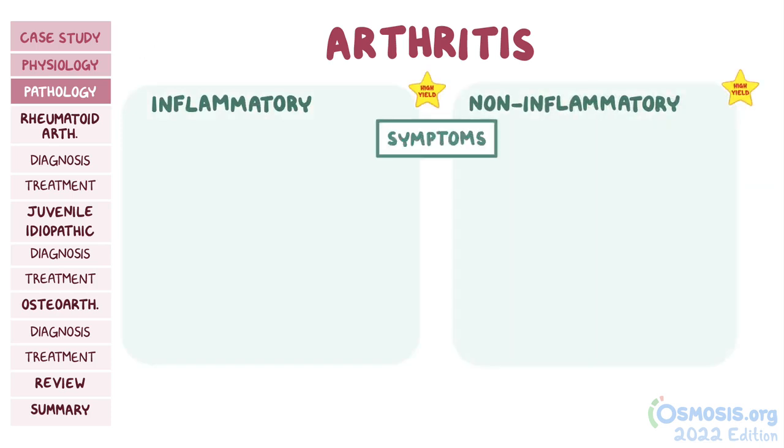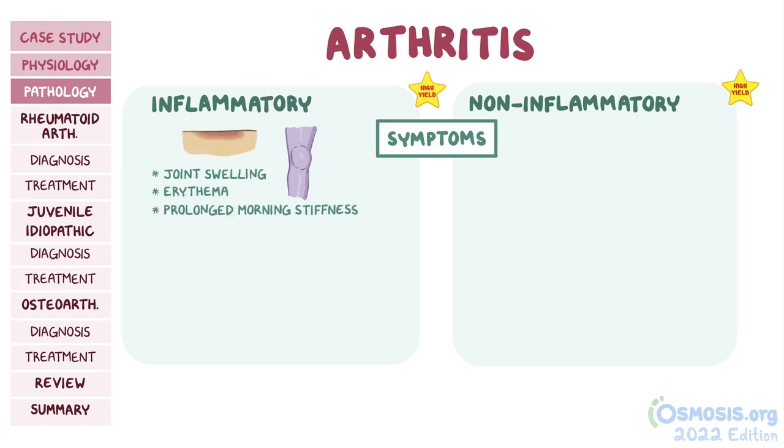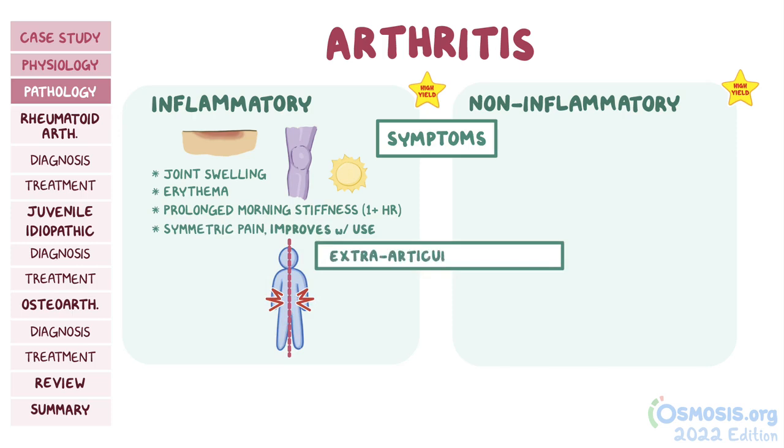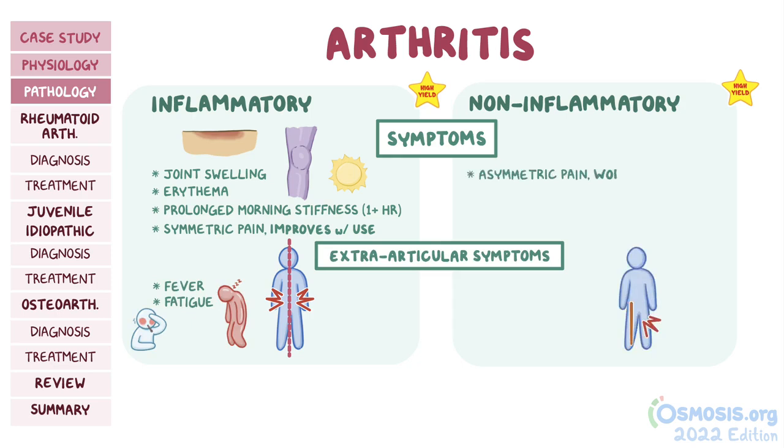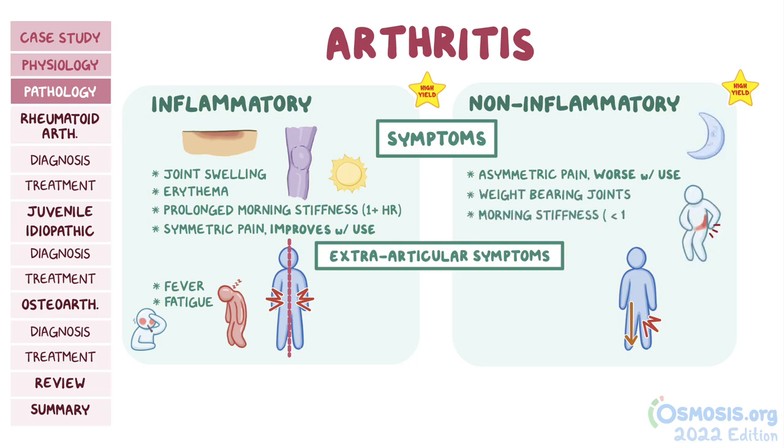Generally, in terms of symptoms, there are a few differences between inflammatory and non-inflammatory arthritis. Inflammatory conditions are usually accompanied by joint swelling, erythema, prolonged morning stiffness lasting more than 1 hour, and symmetric pain that improves with use. Most of these conditions are also associated with extra-articular symptoms like fever and fatigue. On the other hand, non-inflammatory arthritis is usually suggested by asymmetric pain that gets worse with use and affects weight-bearing joints like the knee and the hip, and morning stiffness that lasts less than 1 hour. Extra-articular symptoms are usually absent in non-inflammatory arthritis.